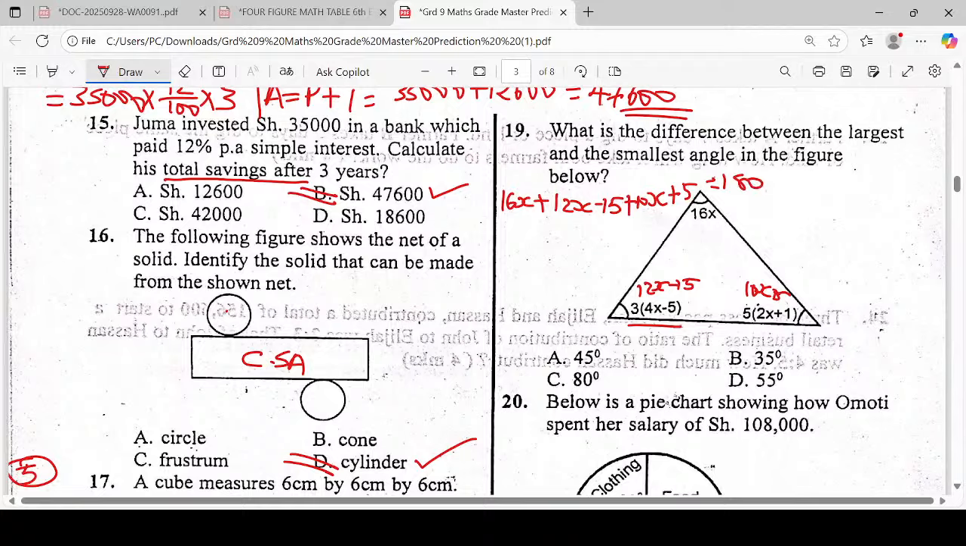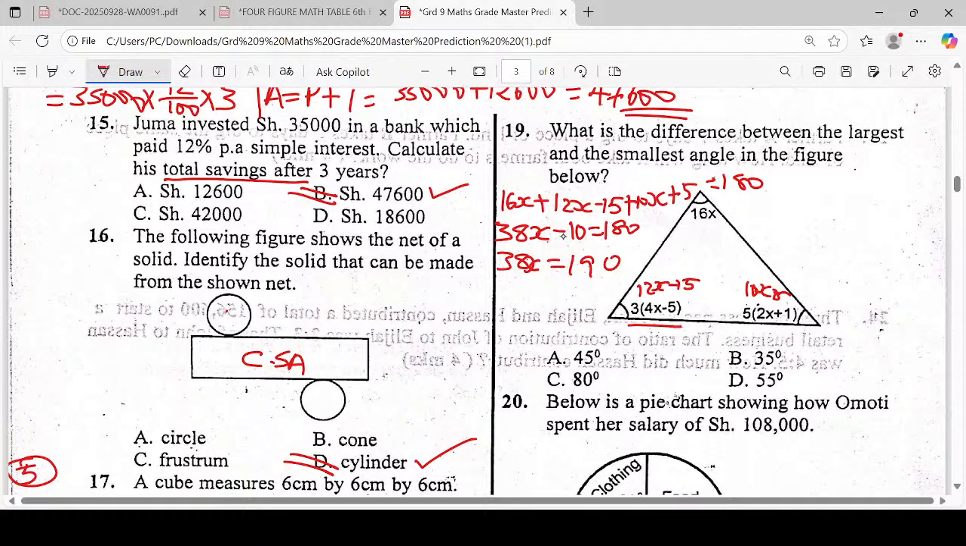When you collect the like terms, I'll have to take 16x plus 12x plus 10x. That is giving me 38x. So I have here 38x. Then I have here minus 15 plus 5. So that's like saying minus 10 being equal to 180. So this is going to be that 38x will be equal now to 190.